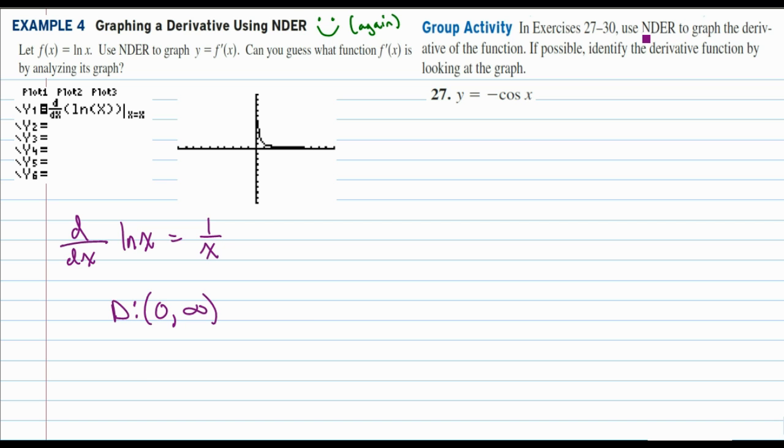Now try problem number 27 says using NDER, and by the way, that little process there is a little old school. Your calculators are definitely more updated since this book has been written, but it still is taking the derivative. To graph the derivative of the function, if possible, identify the derivative function by looking at the graph.